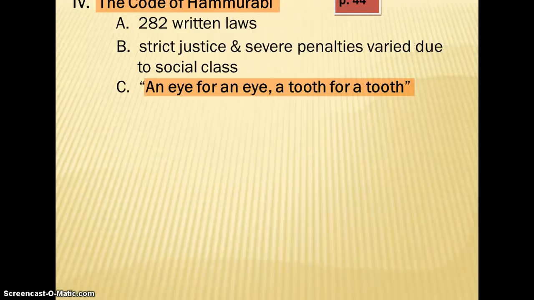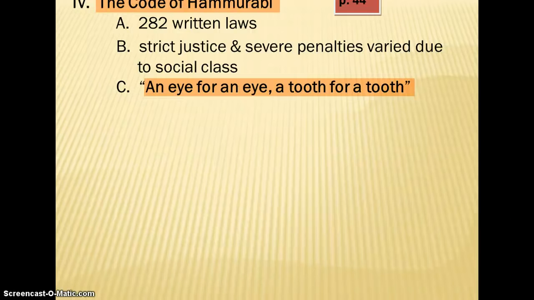One of the laws, law number 196, states, if a free man has destroyed the eye of a member of the aristocracy, they shall destroy his eye. And law number 198 says, if he has destroyed the eye of a commoner or broken the bone of a commoner, he shall pay 1 mina of silver. This just gives you a good idea about some of the strict laws and how they were treated differently.